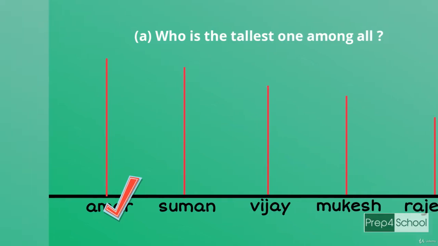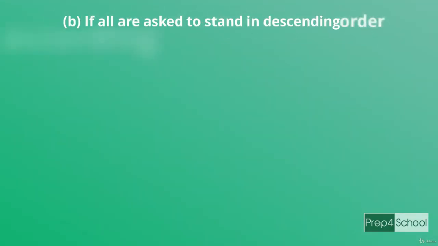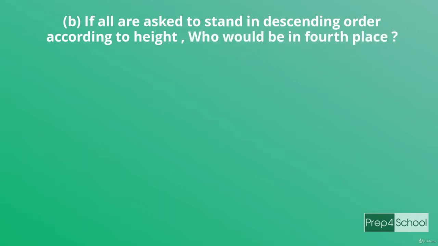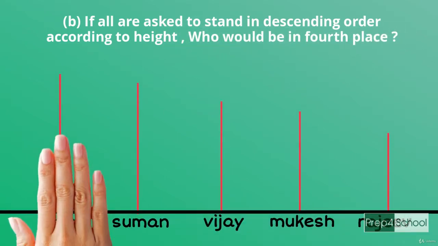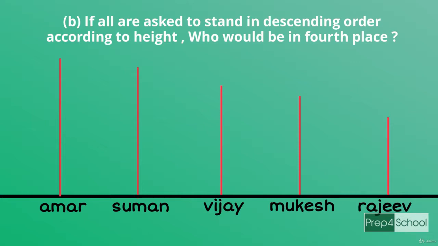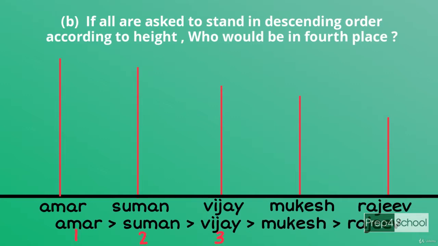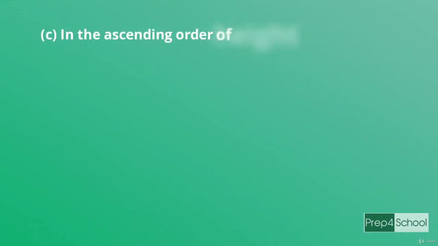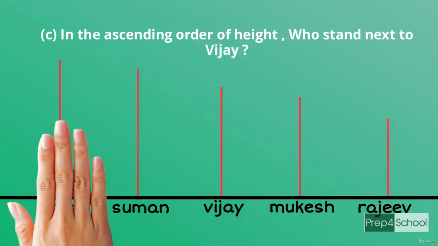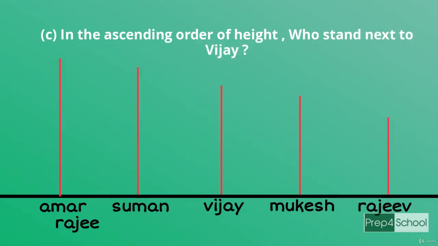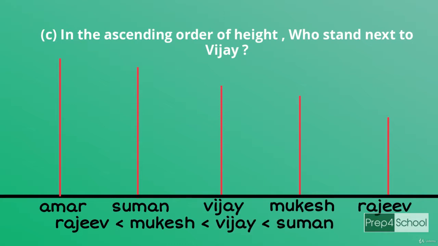Number 2. If all are asked to stand in descending order according to height, who would be in fourth place? The descending order will be Amar greater than Suman, greater than Vijay, greater than Mukesh, greater than Rajiv. Counting from Amar, the fourth place will be Mukesh. Number 3. In the ascending order of height, who stands next to Vijay? The ascending order will be Rajiv less than Mukesh, less than Vijay, less than Suman, less than Amar. So the person who stands next to Vijay will be Suman.